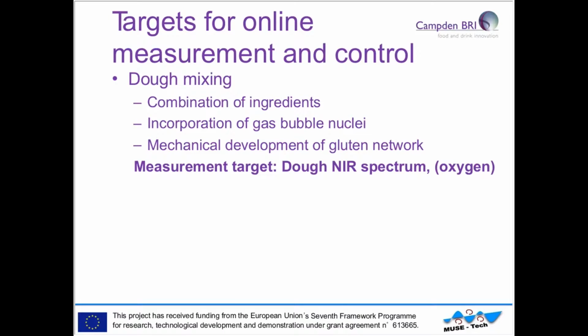So within dough mixing, it achieves several functions. Obviously, it combines the ingredients, and it's the stage at which the flour becomes hydrated by the water in the recipe. We also include gas bubble nuclei at that stage, which will expand to form the bubble structure of the bread. And we also mechanically develop the gluten to give it the right rheological characteristics.